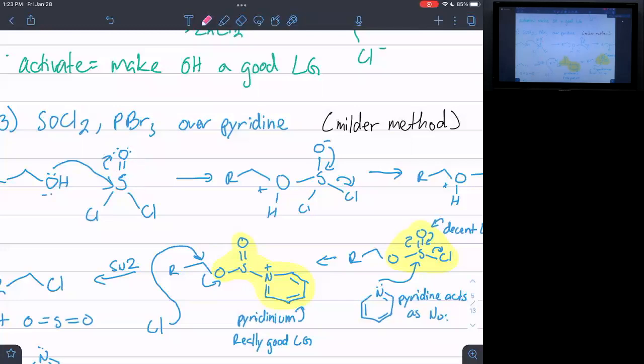I just do the oxygen attacks the S and the Cl leaves. But just be aware that's not the official mechanism.